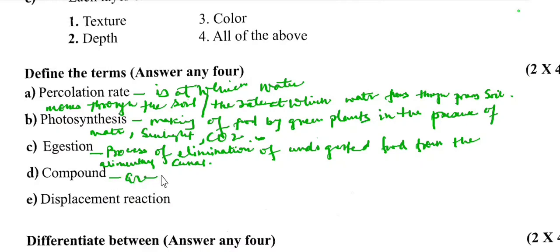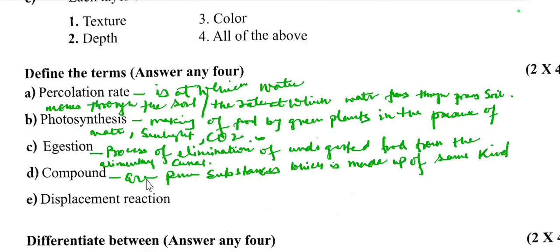Now what is a compound? Compounds are pure substances which are made up of the same kind of molecules. For example, NaCl, H2O, all the chemical compounds, etc.